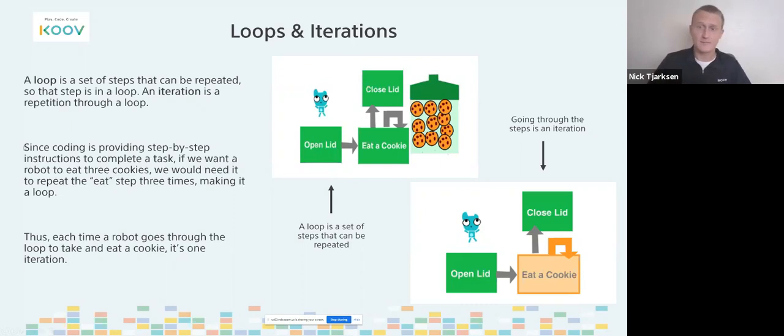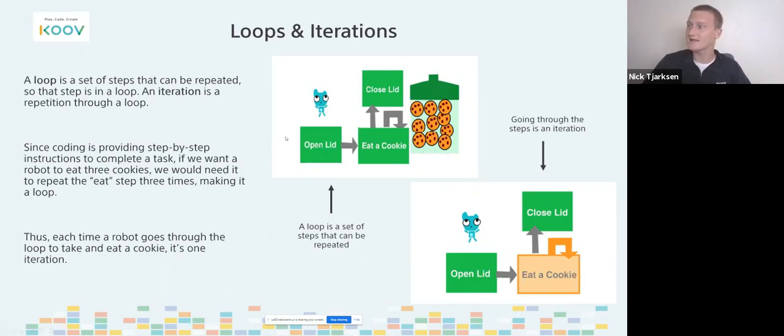So I have some examples here on my screen. You can see that there's 3 steps here: open lid, eat cookie, close lid. The eat cookie step can be repeated. So that's our loop. And each time our robot friend eats a cookie, that's an iteration of that loop. So, pretty straightforward concept, but again, this is something that comes up in all sorts of code all over, and we'll show you some actual examples as well after this.